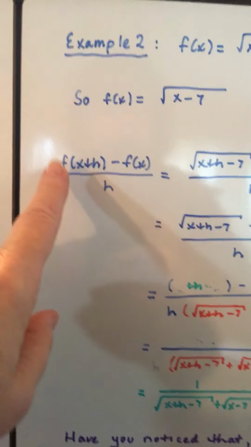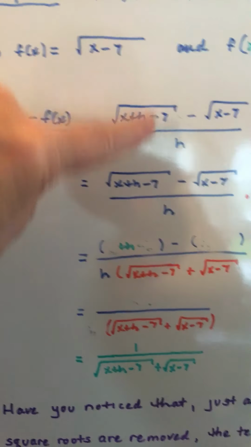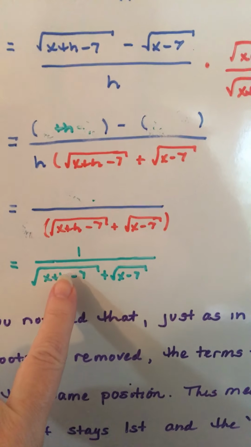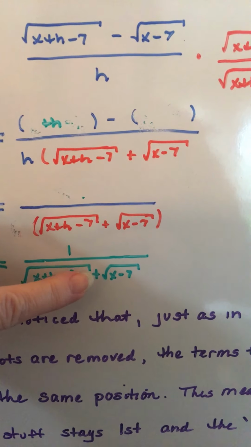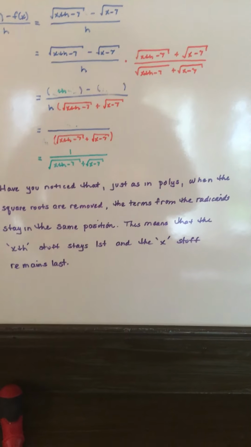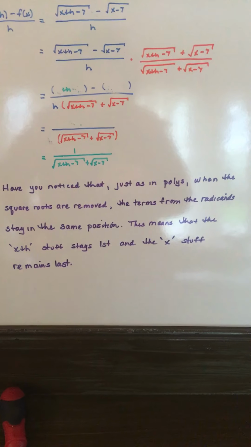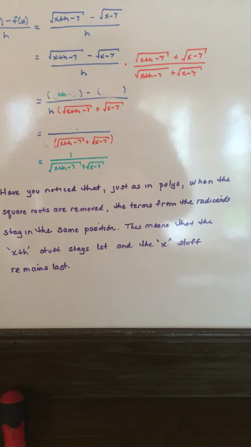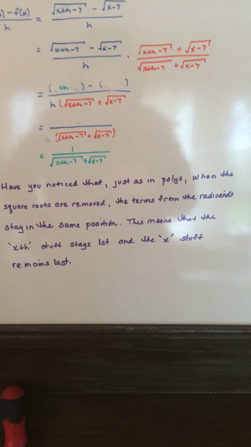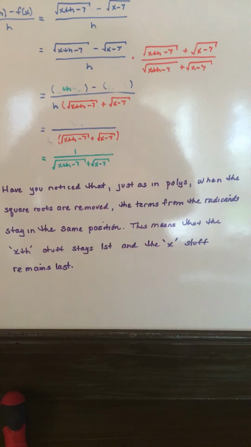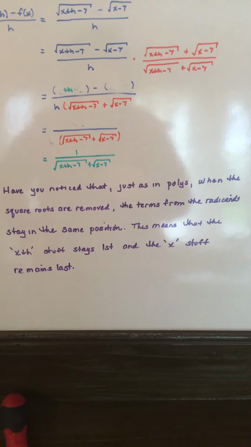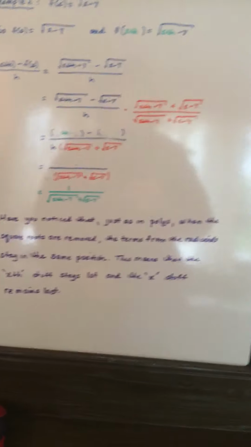Notice, again, had I done this as the limit as h goes to 0, then we would see all this as 0 over 0, which is why we're doing more algebra, this h would disappear, and my answer would just be 1 over 2 of these. Now, hopefully you've noticed, just as with our polynomials, when the square root symbols are removed, the terms from the radicands stay in their same position. This means that the x plus h stuff stays first and the x stuff stays last.